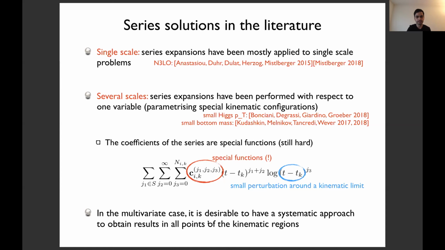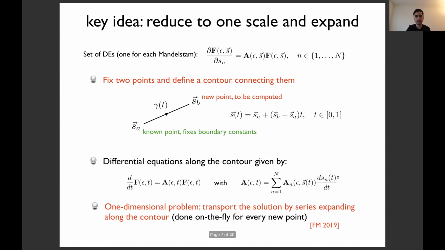So from this analysis, it is clear that in the multivariable case, it would be desirable to have an approach that is systematic, still based on this powerful technology of obtaining power series solutions, and that allows us to obtain results in all kinematic regions. All right, so what is the key idea? The key idea is to reduce a given multi-scale problem to a single scale and then series expand with respect to the residual variable. Let me be a bit more specific.